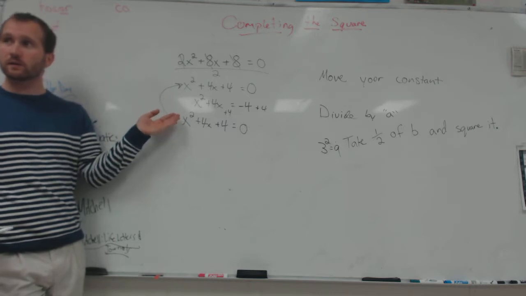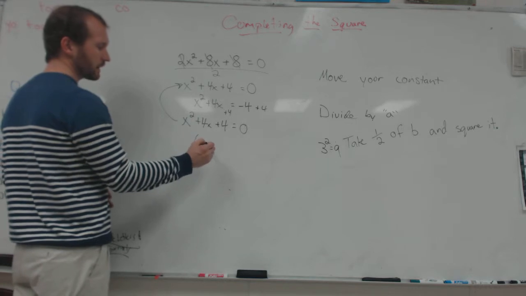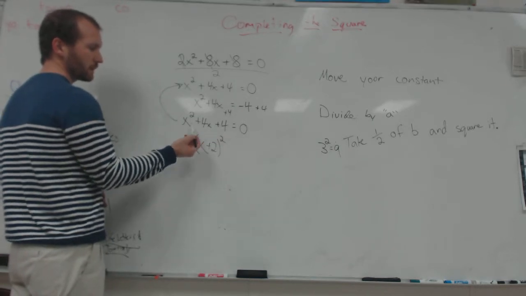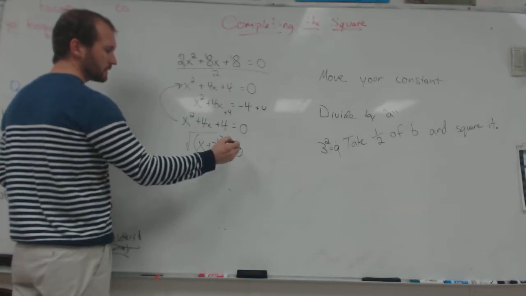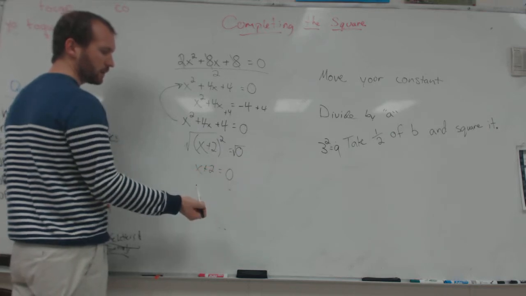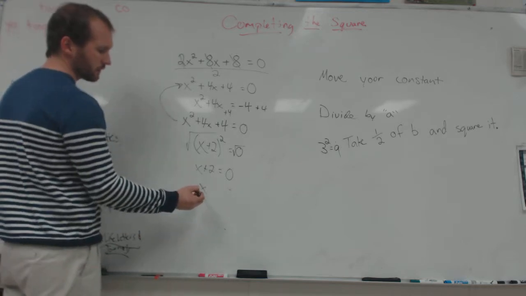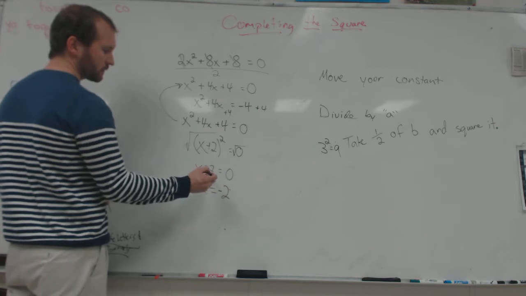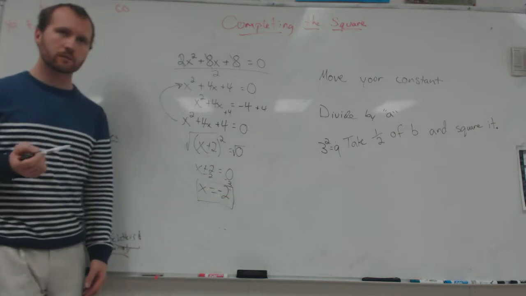It still works. I still got to my perfect square. Now I know this is going to be x plus 2 squared. That's going to be the factored form of that, equals 0. Square root of both sides. X plus 2 equals 0. And in this case, I don't need my plus or minus because 0 is always going to be 0. So I just subtract 2 from both sides. And x is -2.